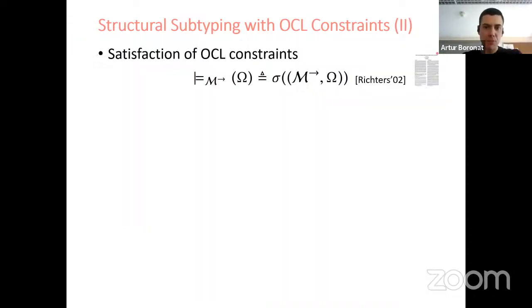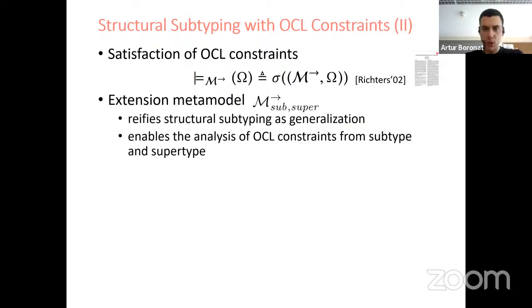When we consider metamodel specifications with OCL constraints, the satisfaction of OCL constraints over models is taken from the original work of Richters and Gogolla. However, to check if there are inconsistencies due to the coexistence of OCL constraints of the model subtype and of the model supertype, we have to compute an extension metamodel from these two metamodels.